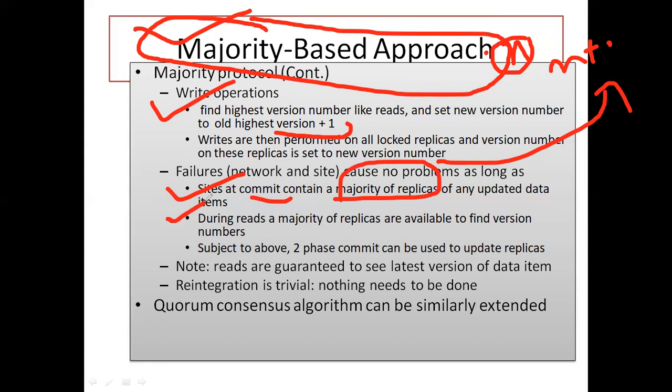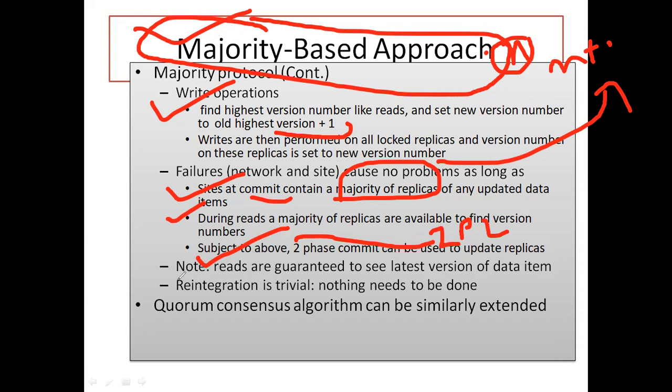Now, during a read, a majority of replicas are available to find version numbers. Similarly, another protocol you can use, because देखो जब भी हम locking की बात करते हैं तो lock based protocol कुछ आप use कर सकते हो, and you already know that most of the time we rely on the two-phase locking protocol. Okay, so 2PL हम use करेंगे तो we are not going to face any problem with respect to locking. So reads are guaranteed to see the latest version of the data item.